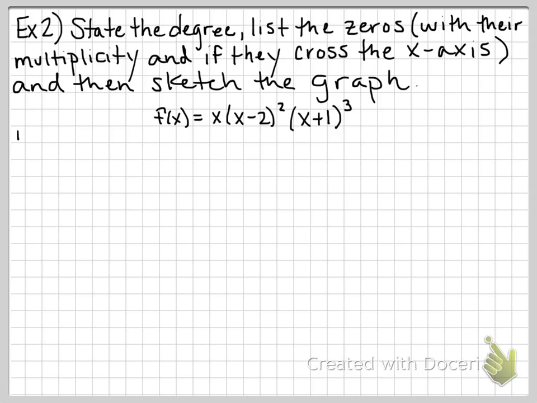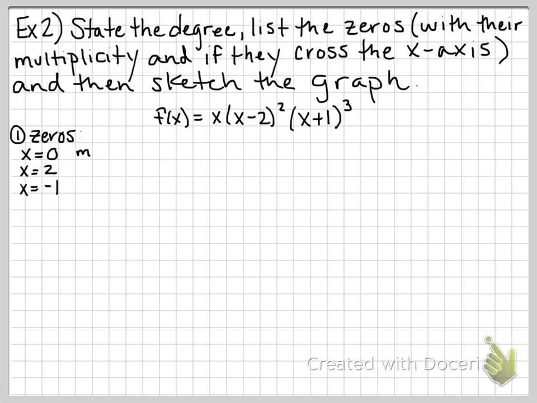This polynomial is already in factored form, so it's really easy to find the zeros. I just set each of those factors equal to 0. The x equals 0 would be one zero. X minus 2, set it equal to 0, solve, 2 would be another zero. X plus 1, set it equal to 0, you get negative 1. So those are going to be our 3 zeros in this problem.